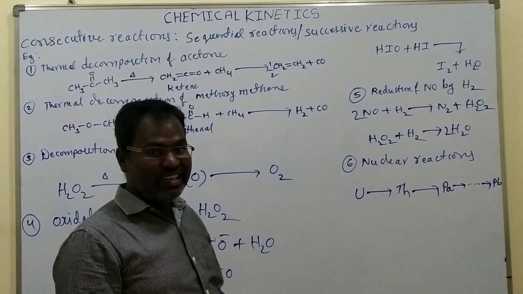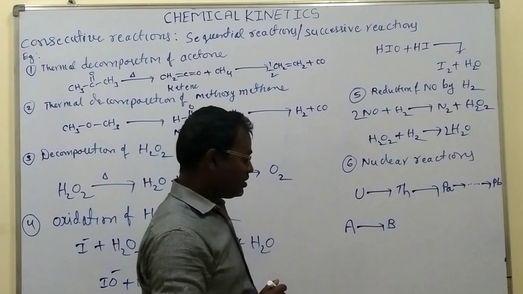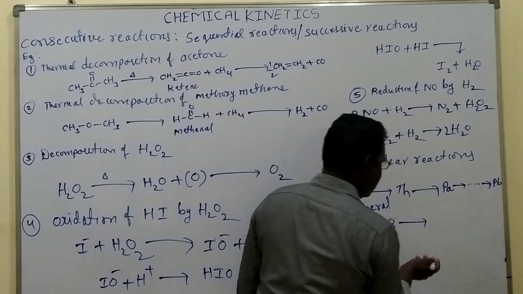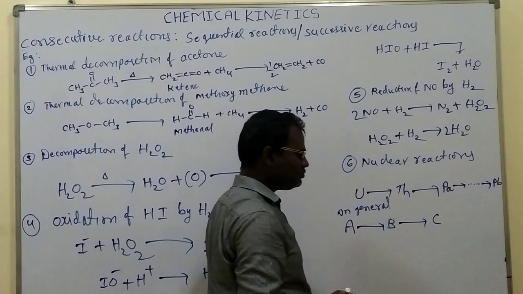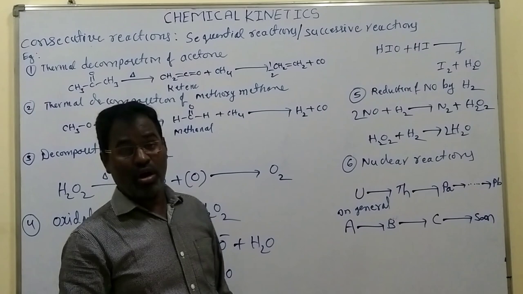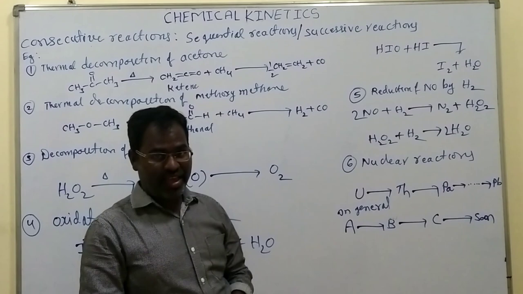So in the general way, reactant A is converting into B. So this is the general reaction. B again reacts and gives C. So C on further reaction can give D, and so on. So this is the general representation of consecutive reactions.